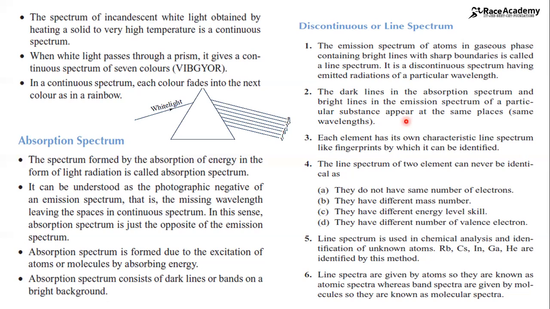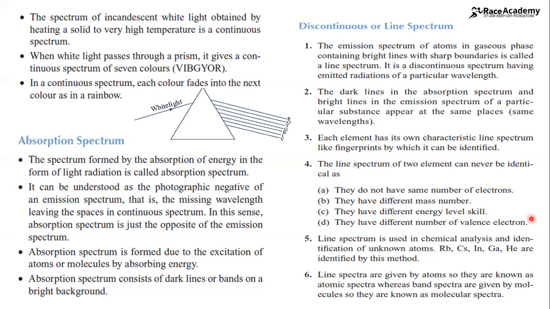That's why each element has its own characteristic line spectrum, like fingerprints, by which it can be identified. And the line spectra of two elements can never be identical. They do not have the same number of electrons. They have different masses, different energy level scales, and different numbers of valence electrons.